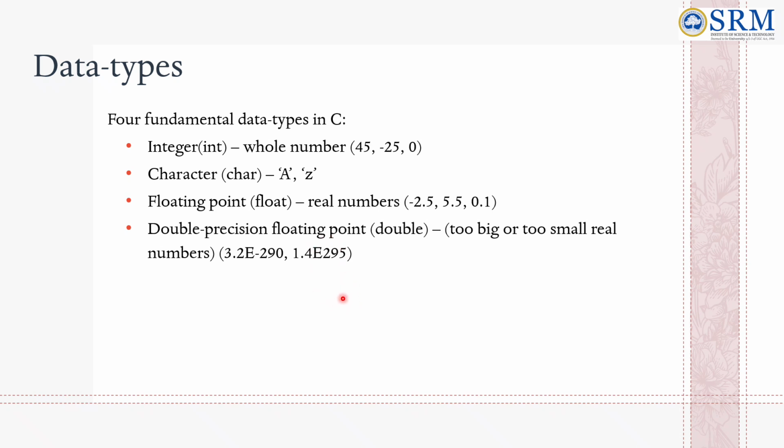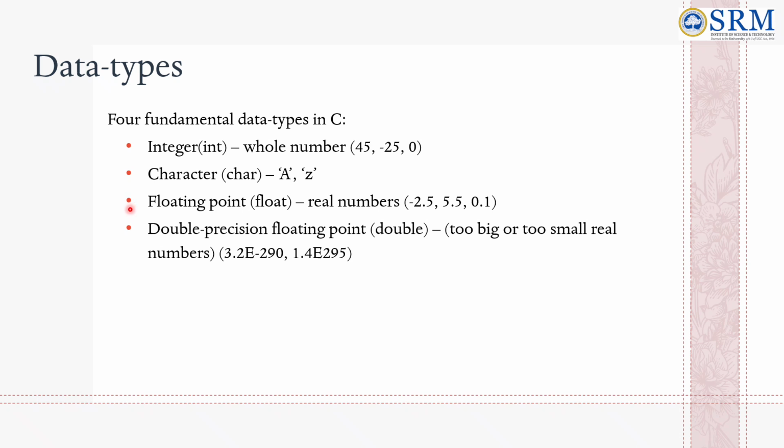In C, there are 4 fundamental data types. They are integers. The keyword used for the integer data type is int. It involves all whole numbers, so it includes both positive as well as negative numbers. All these numbers come under the integer data type. The next data type is the character data type, and the keyword used to represent it is char. We know that anything enclosed within single quotes comes under the character data type.